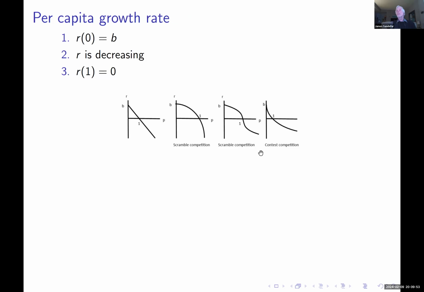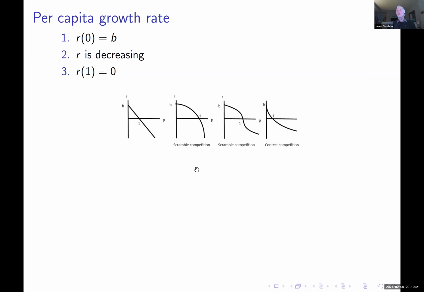Okay, so let's go back and look at more reasonable per capita growth rates. Given our 3 assumptions, we think the logistic equation is not a good model. You could have something that's concave down or something with a point of inflection. And these two per capita growth rates correspond usually to species that exhibit scramble competition.